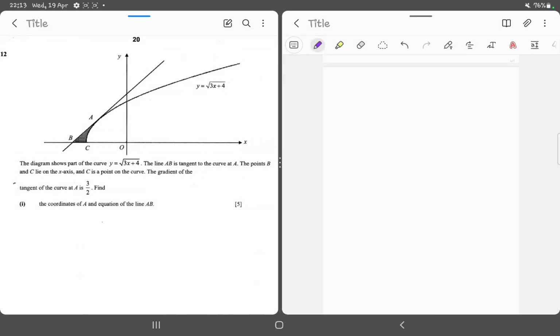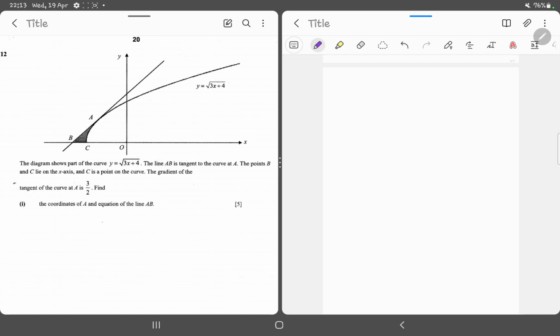Let's do question 12, which is the last question for this AHS prelim paper. This question is on integration. It's basically some differentiation and application of integration, finding area under the curve.